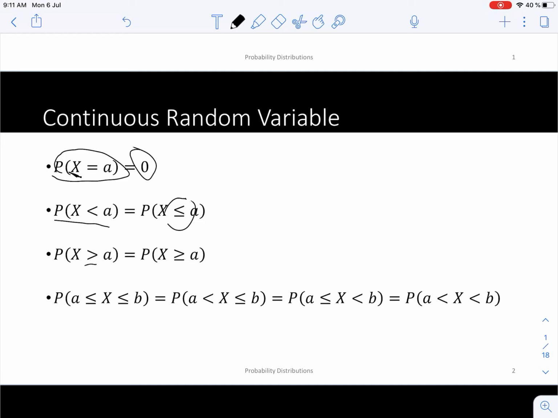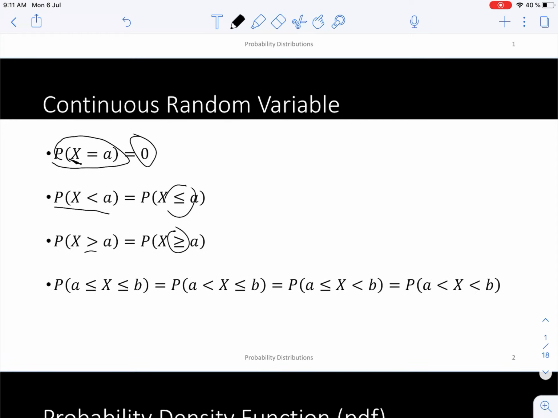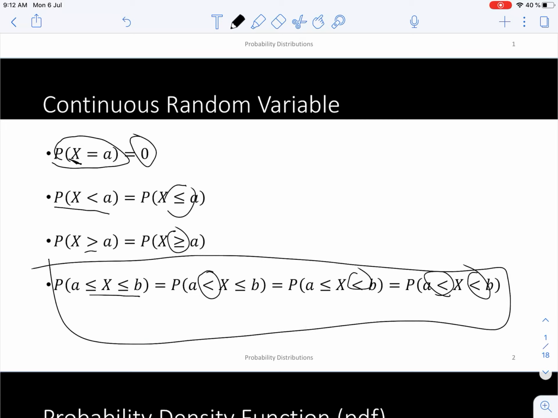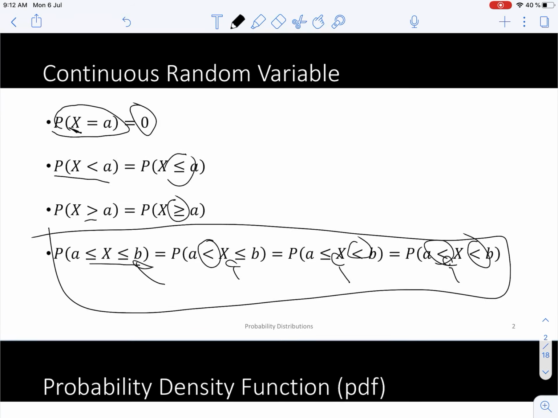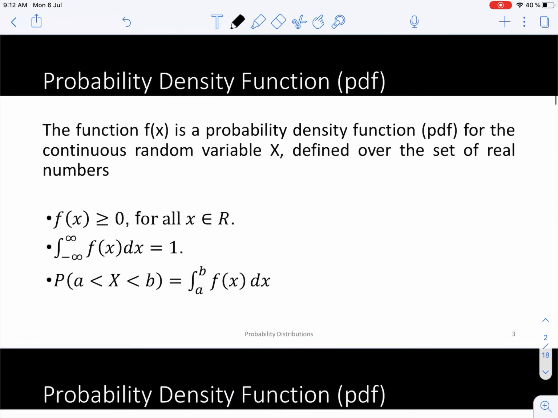Similarly, greater than is equivalent to greater than or equal to, and of course all these expressions here are equivalent. So x between a and b with the equality sign included is the same as if we remove the equality from the lower limit, the same if we remove it from the upper limit, or if we remove it from both. We get the same probability regardless of the expression that you use here. It doesn't matter. So that's the first thing that you need to consider.